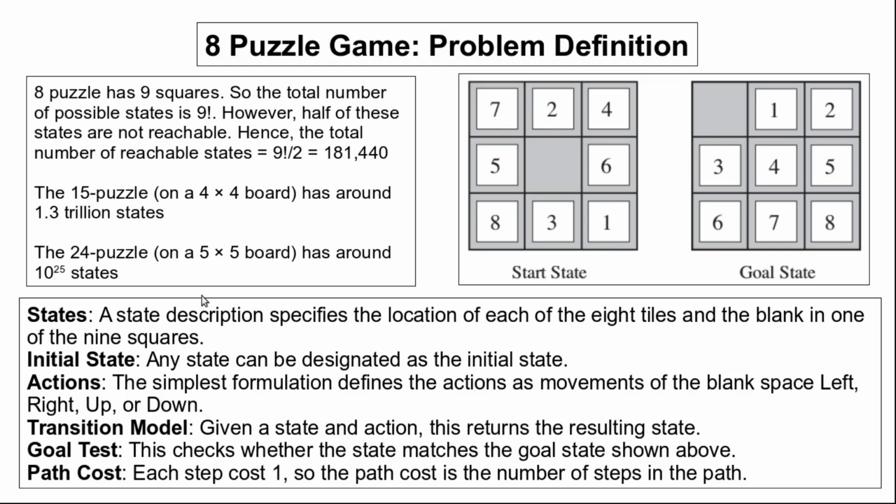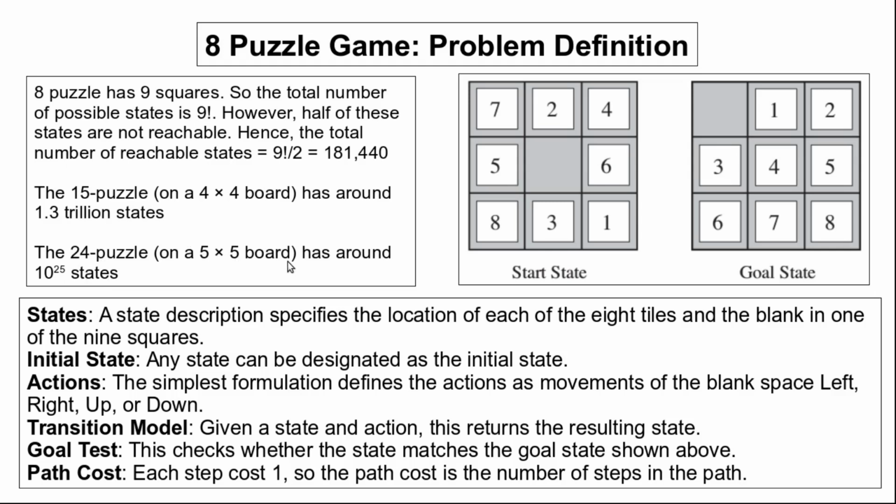And similarly, a 5 by 5 board, which will be a 24 puzzle, will have around 10 to the power 25 states. Again, you can approximate it by taking 25 factorial.